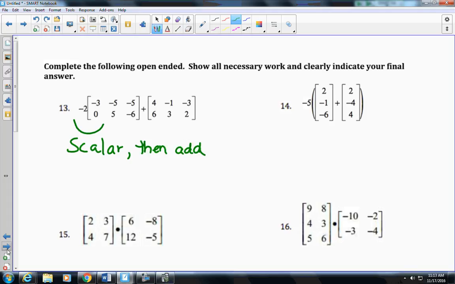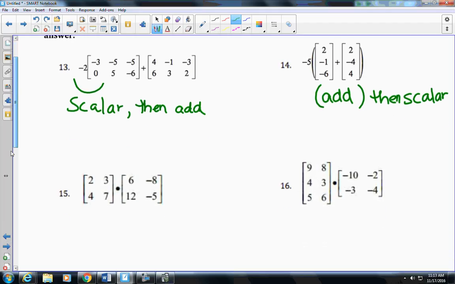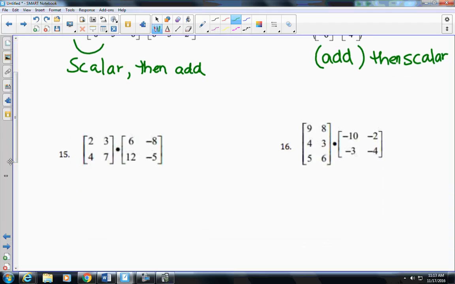Okay. What about number 14? You have to add first, then scalar. So order of operations is still what you use. Okay. What about number 15? What should I do before I even try a multiplication problem? Now this one's kind of obvious, but make sure they have the same dimension.